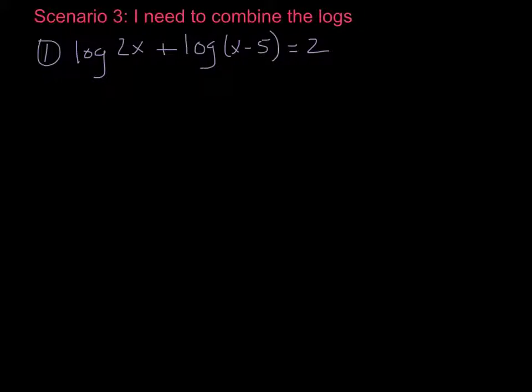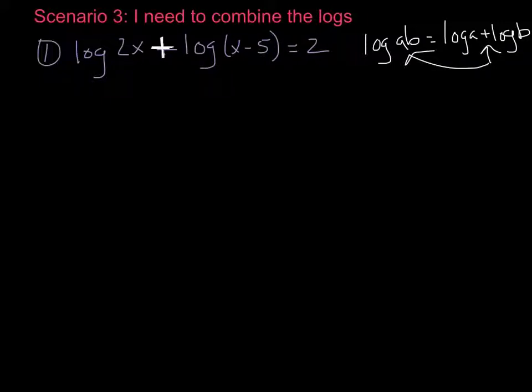So with this one, I'm going to leverage the fact that I know about adding logs. I know about adding logs because of a property of logs we learned about. It said if I have the log of a times b, that's the log of a plus the log of b. That was one when we were doing expanding and condensing. That was one of the 3 properties that we learned about. And so I know that I can take 2 logs that are added and turn them into one log that's multiplied. So I'm going to condense this.